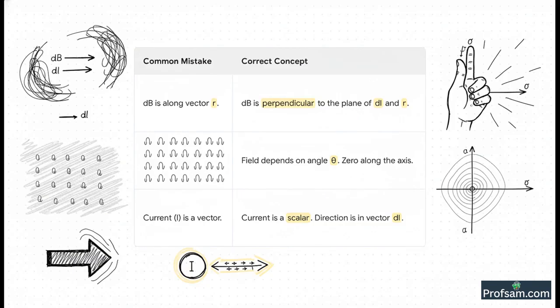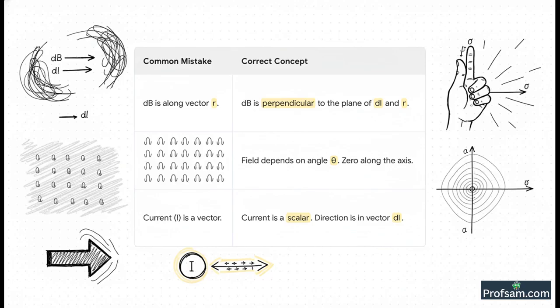First big mistake. Students think dB points in the same direction as r. Not at all. It is always perpendicular to the plane that contains both dl and r. Remember your right-hand screw rule for this. Second mistake, thinking the field is equally strong in all directions. That's wrong. It clearly depends on sine theta. So if your point is right on the axis of the wire, either in front or behind, the angle theta is 0 or 180 degrees, and the magnetic field there is 0.